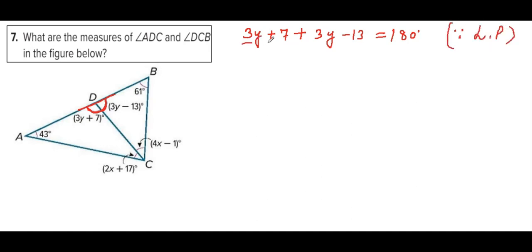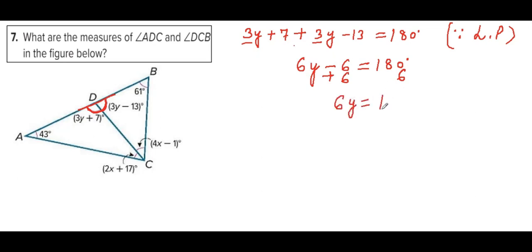Now 3y plus 3y is 6y, and 7 minus 13 is minus 6, equals 180 degrees. Be very careful with plus and minus. One mistake with plus and minus will make your whole question wrong. So plus 6 and plus 6 here, so this will cancel out.